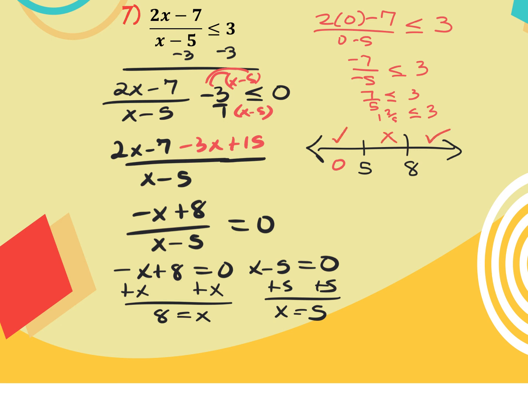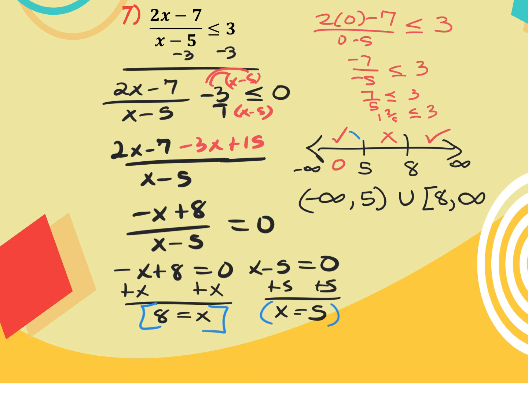X, check. And again, what came from the numerator was the 8, so this will get a bracket. This came from the denominator, it's going to get a parenthesis. So here, again, it's got the -infinity and the infinity. So from -infinity up to the 5 with a parenthesis, because it came from the denominator, 8 gets the bracket to infinity. And again, graphing it, parenthesis pointing to the left, bracket pointing to the right.